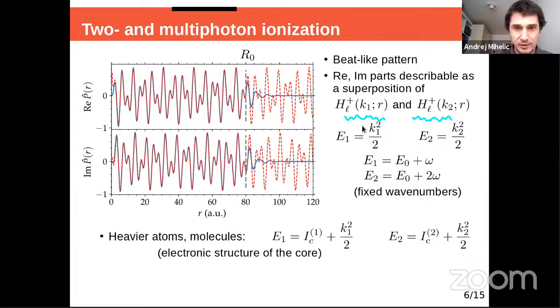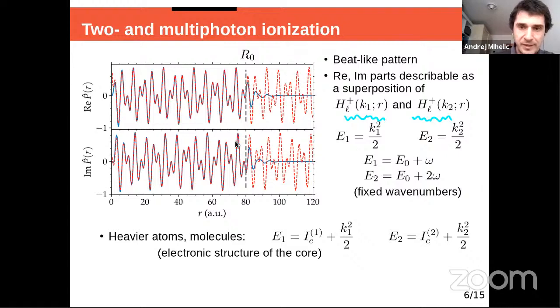So it is actually very easy to write the form of this, and we know what the wave numbers are. Now in heavier atoms or molecules, the relation between the energy and the wave number is not so simple anymore because of the energy of the core or the ionization potential. But the general idea still stands. So what one gets from the calculation is something very similar.